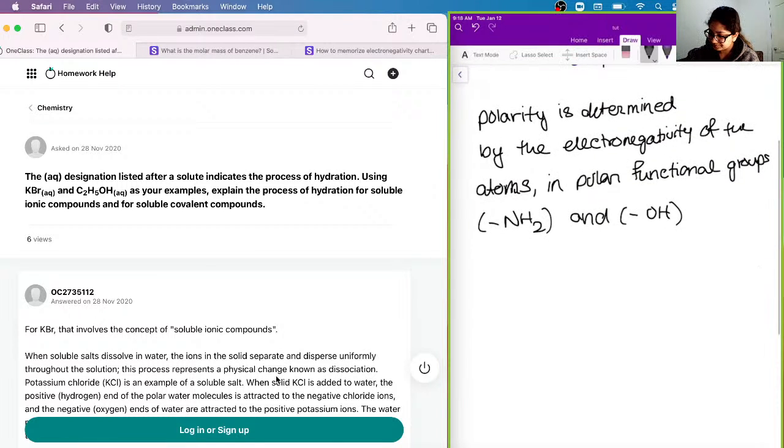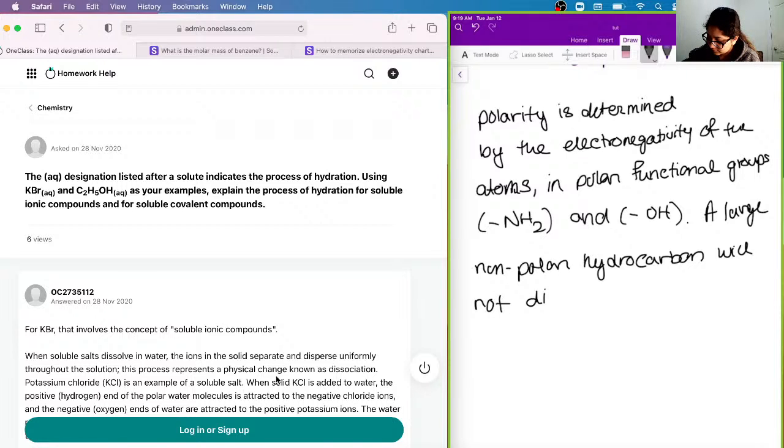So we can write this down. So a large nonpolar molecule, large nonpolar or hydrocarbon, will not dissolve or will not be soluble in polar solvent.